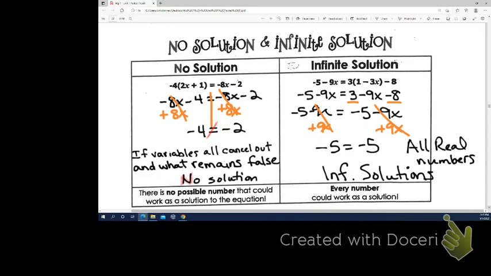But with no solution, what's left is a false statement. What's left in the other situation with infinite solutions is actually a true statement. And we could have, prior to adding 9x on both sides, if I see that both sides are exactly the same after I simplify, then I know it's infinite solutions. So we'll take a look at a couple more examples like that.